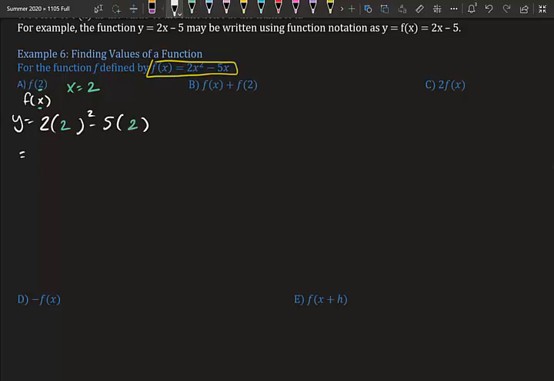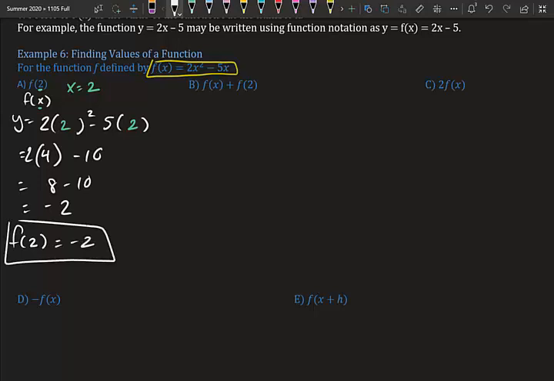Simplify. So 2 squared is 4. 2 times 4 is 8. So 8 minus 10, we get negative 2. So our final answer is f of 2 equals negative 2. This is our x, this is our y. What we're saying is we plugged in 2 for x and we get negative 2.